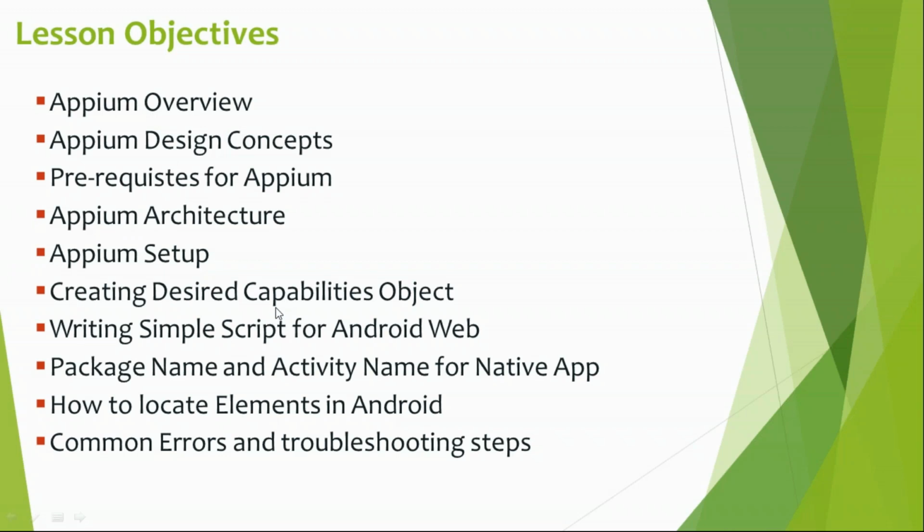Then we'll write a simple script. There are some topics missing here, like Android Debug Bridge. In the Android SDK, Android Debug Bridge is a very important component, so let's discuss that as well. Then we'll write a simple script for Android web. We'll try to reuse the script which we have written for our desktop automation. Then we'll see what the package name and activity name are for native and hybrid applications, and how to locate your elements for hybrid and native applications.